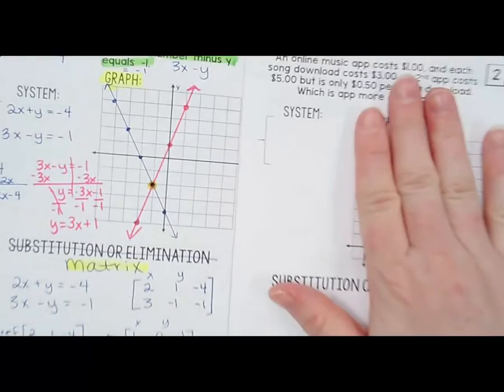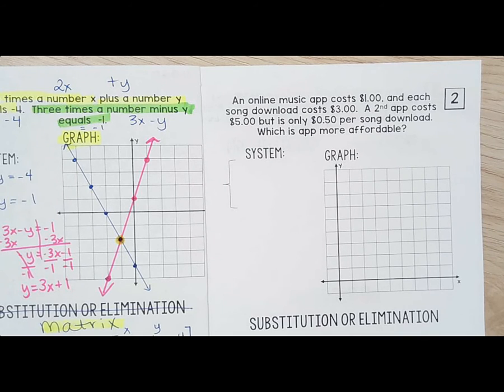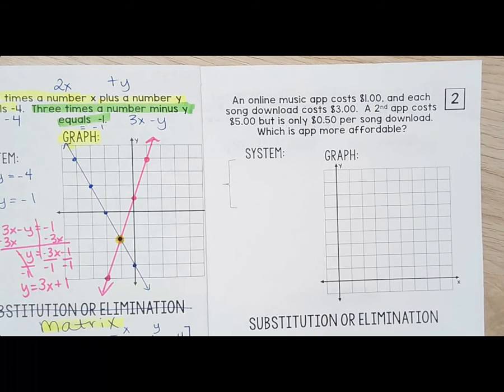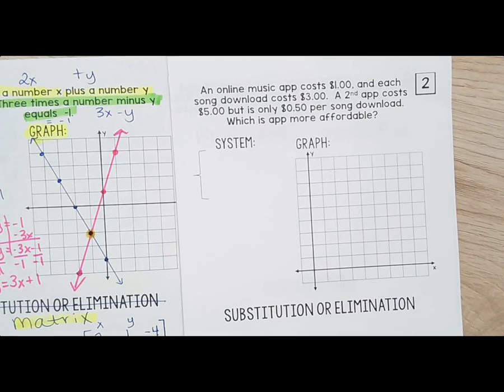Okay, I'm going to help you set up the equation for this. It says an online music app costs $1 and each song download costs $3. A second app costs $5 but is only 50 cents per song downloaded. Which app is more affordable? Looking at it, what do y'all think? Okay, so we're kind of split.